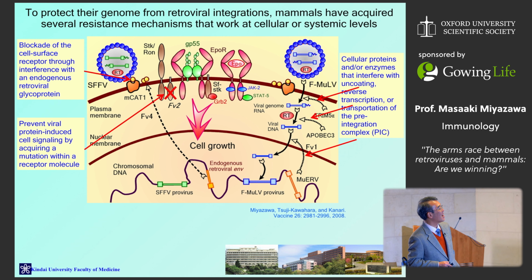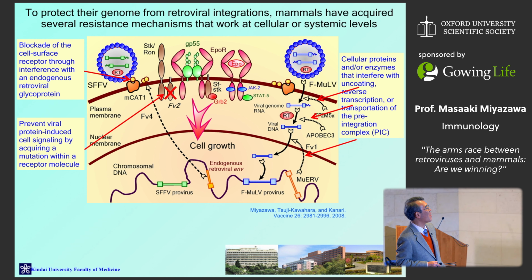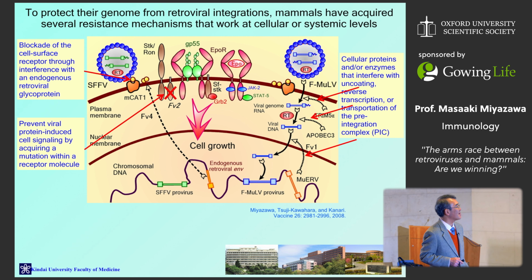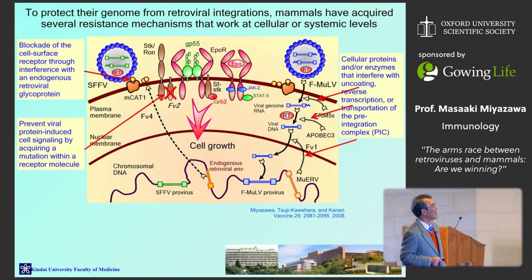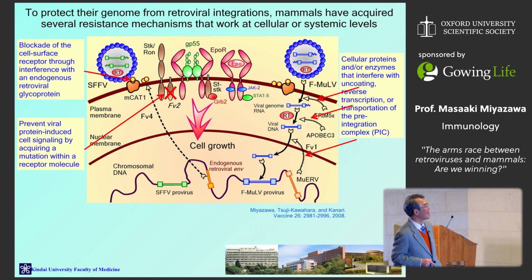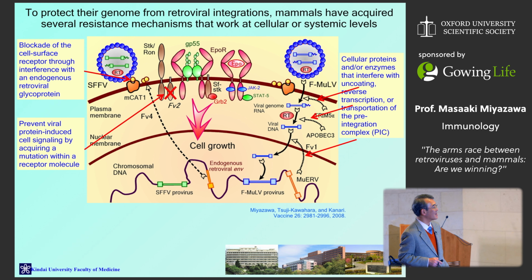Another example is the Fv1 gene, which was found in the United States by a researcher named Frank Lilly. The mechanism of action of this gene, Fv1, was identified by a British researcher, Jonathan Stoye, who is a good friend of mine. So Fv1 is also an endogenous retrovirus, and the product of this Fv1 gene interferes with the transport of reverse transcribed DNA into the cellular nuclei.